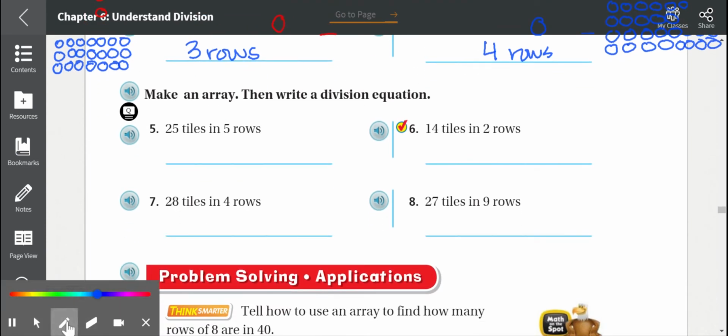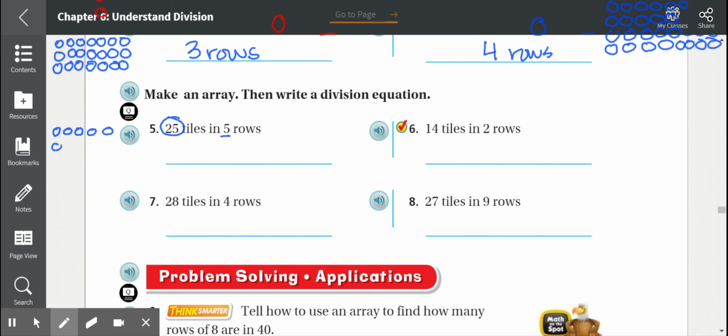All right. Let's do a few over here. This one says make the array and then write the division equation. So 25 tiles and 5 rows. We're going to start drawing rows of 5 until we get to 25. So that's 1, 2, 3, 4, 5, 6, and so on up to 25.